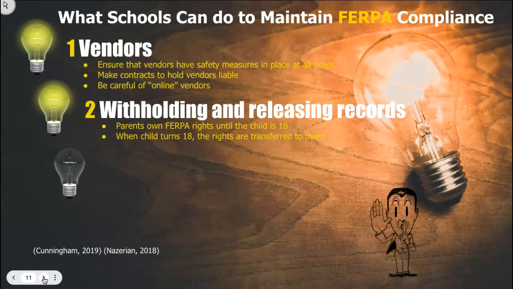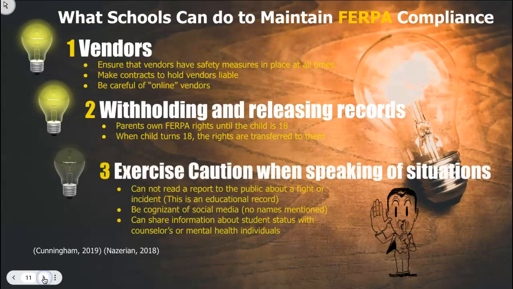Two, withholding and releasing records. We must be aware that parents own the FERPA rights until the child is 18, and when the child turns 18, the rights are transferred to them. When should we hold them? When should we release the records? That is something we need to be aware of.